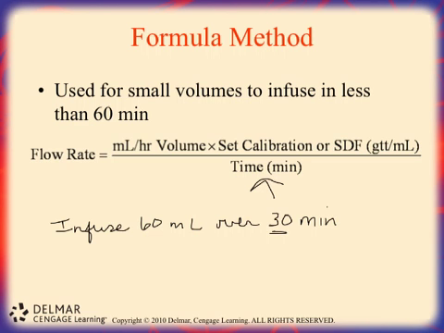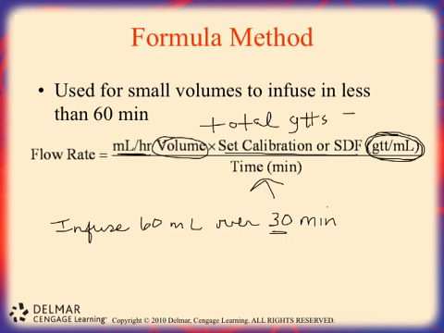Now this makes sense because think about it. The flow rate method, or the formula method, says flow rate equals milliliters per hour, so your volume, times your set calibration, which remember is your drops per milliliter. So what you're getting when you take your volume that you want to infuse times your drops per milliliter is your total drops needed for that volume, and dividing it by the time, which would give you your drops per minute.